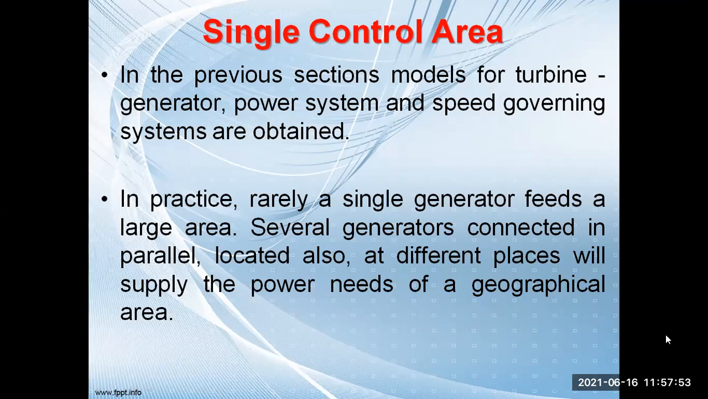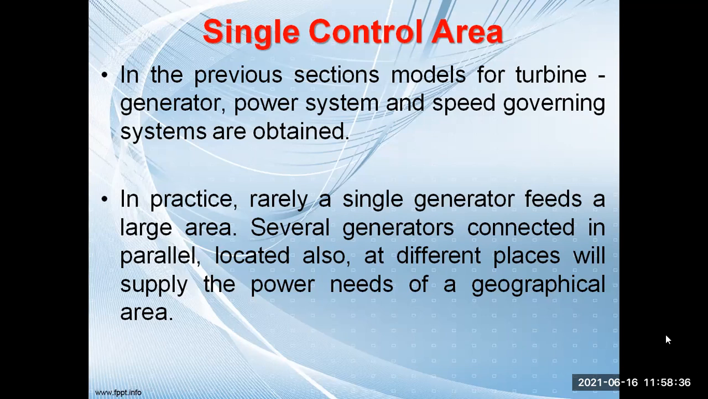In the previous section, the models of the turbine, generator, power system, and speed governing system were obtained, so we know these models. In practice, rarely does a single generator serve a large area. Several generators connected in parallel, located at different places, will supply the power needs of a geographical area. If in a large geographical area a single generator will not be able to supply the total power, then multiple generators are connected to a common bus, and from there the power is sent out.